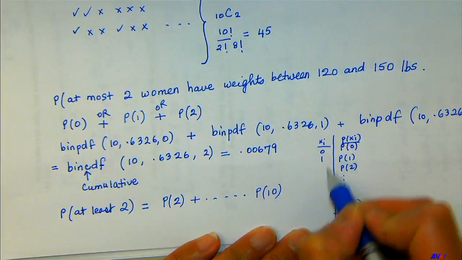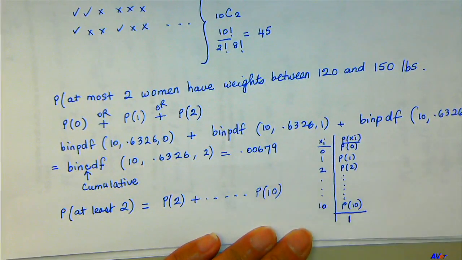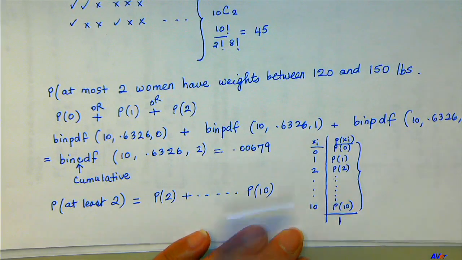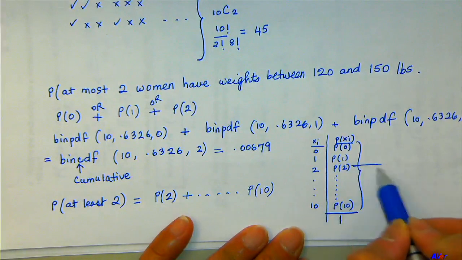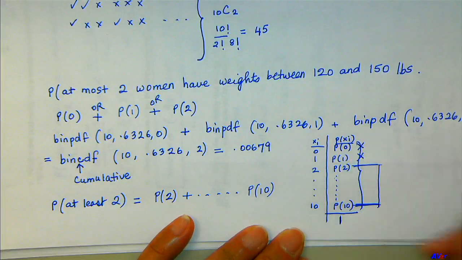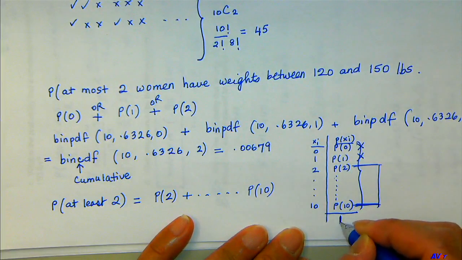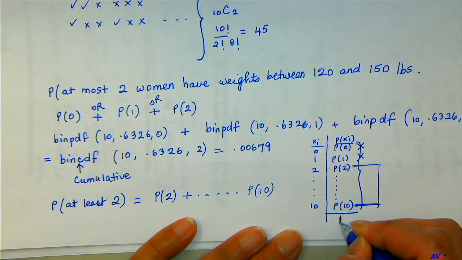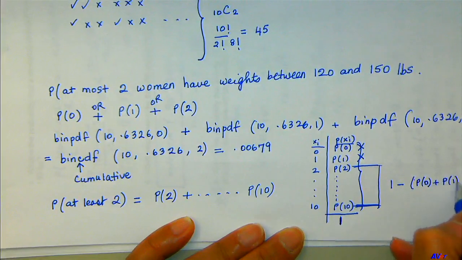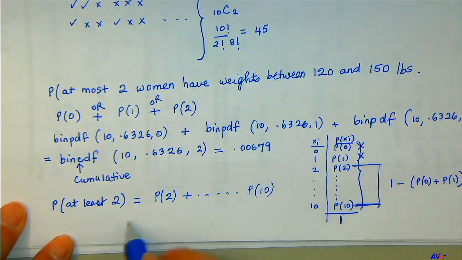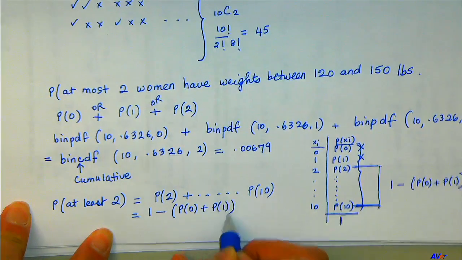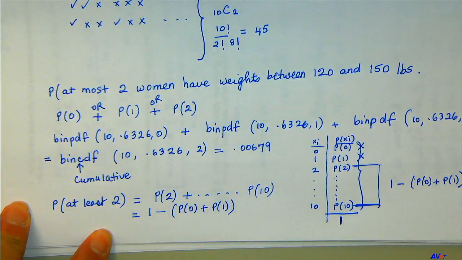So this is 0, 1, 2, dot, dot, dot, 10. All of these add up to 1. If I want the probability from 2 to 10, who's missing? These 2 are missing. So how about saying 1, which is the total of everybody, minus the missing ones: 1 minus the probability of 0 and 1. That's the sum of all the rest.